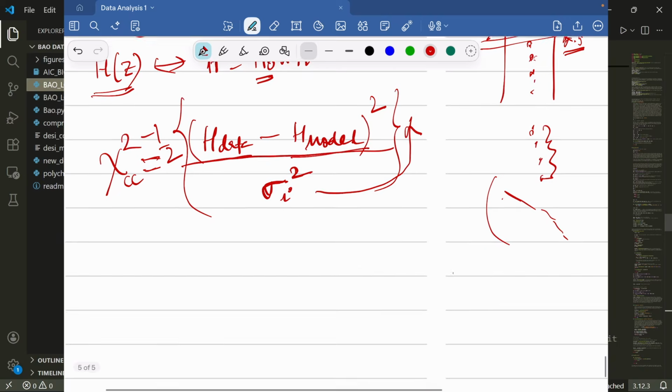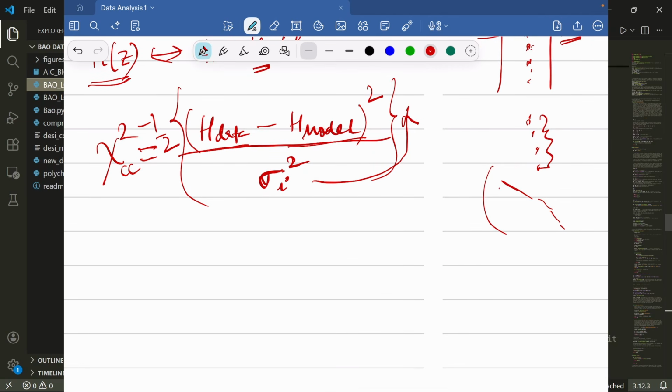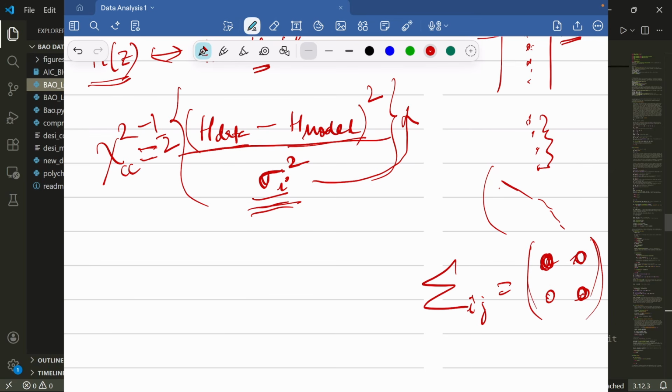All right, so in that case you have this correlation matrix sigma ij. For two data sets you have a 2 by 2 matrix. This guy and this guy will become your sigma i, and this will say how correlated they are through the off-diagonal elements, and this matrix is always a symmetric matrix. For a symmetric matrix you have to find the inverse. So this becomes minus half, and this is called the residue.